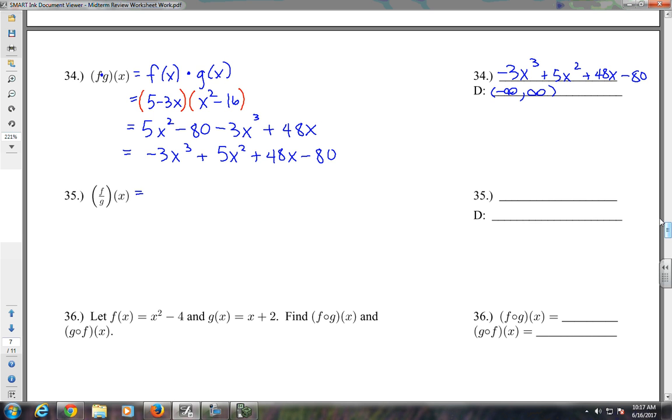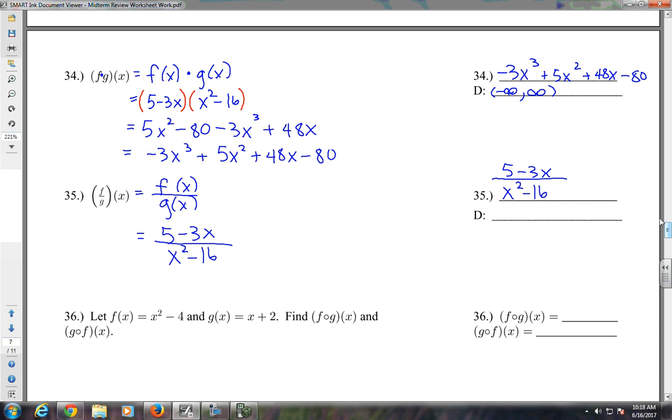We're dividing the functions, so we need to do f of x divided by g of x. So all I have to do here is stack them up. F of x was 5 minus 3x. G of x was x squared minus 16. This is not going to reduce in any way, so we are good to go. Again, it looks complicated, but it's probably the easiest one. So there's the quotient, f divided by g.